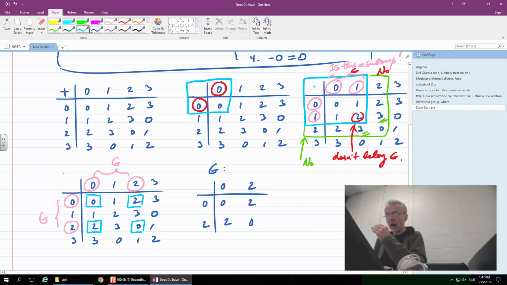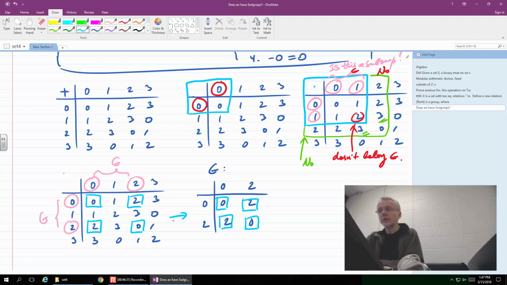I just copy. I remove the elements that I don't need. Let me just repeat the picture. So this stuff is directly extracted from the original table by simply removing the columns and rows that we don't care about. Okay, so once again, this is my G.